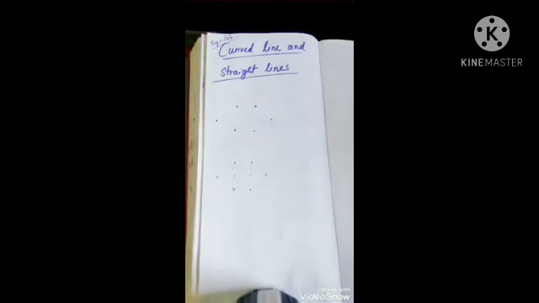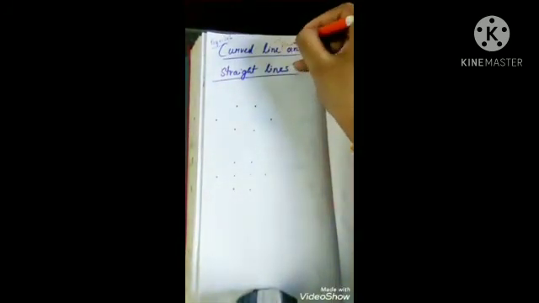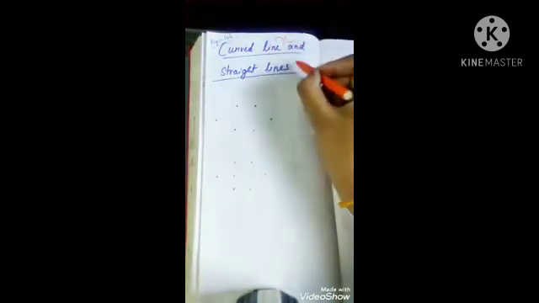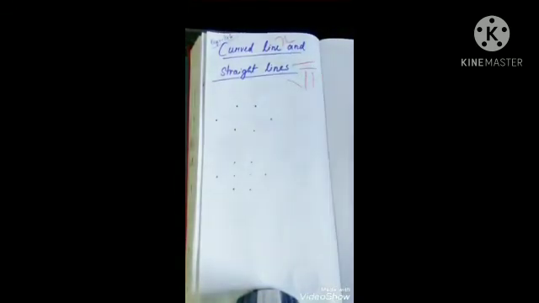Students, now you see page number 146. There the topic is given, curved line and straight line. As I told you, curved line means these lines, which are called curved lines, and straight line means this. These are straight lines, right? So by using curved lines and a combination of curved lines and straight lines, we can draw some patterns, or we can also draw some designs.